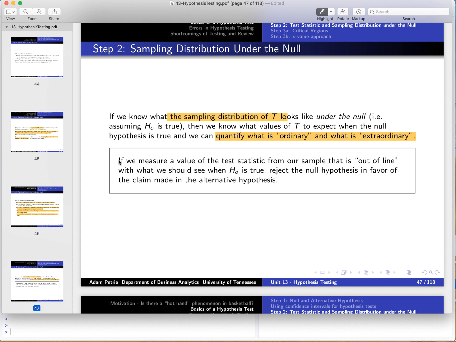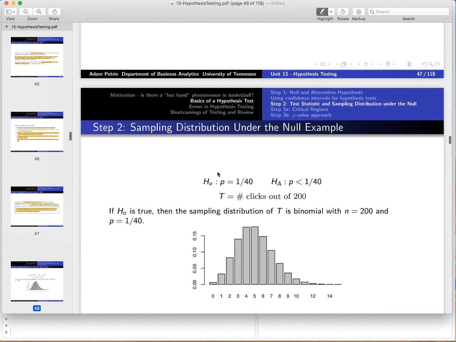So the way the hypothesis test proceeds is we go and collect some data, we measure a value of the test statistic from our sample, and then we see, well, is that out of line with what we expect to see when the null is true? If so, then we're going to favor the claim made by the alternative. However, if this is a value of the test statistic that we expect to see all the time when the null is true, then we'll stick with the claim in the null hypothesis.